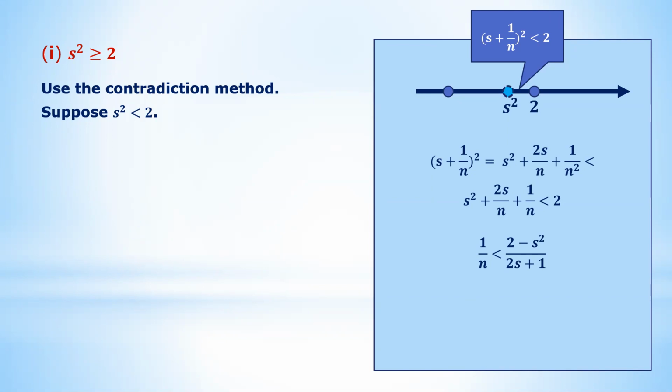Now, why does such a 1 over n exist? This is guaranteed by corollary 1.8b. Okay, so this is always guaranteed. So at this stage you can see that I can always find 1 over n so that the square of this new number is in the gap. So now I can continue the proof.